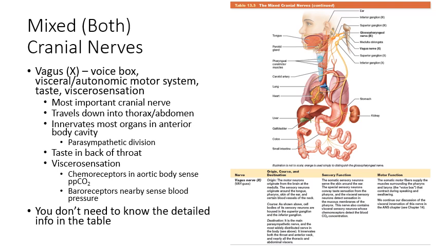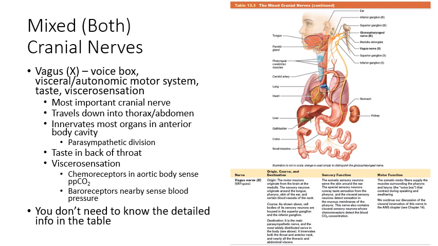So that basically is the reason why the vagus nerve is so important. The fact that it goes down into your thoracic and abdominal cavities and is innervating, carrying parasympathetic motor information to all those different organs in those cavities. That is why the vagus is such an important nerve. But it also does some other things as well.